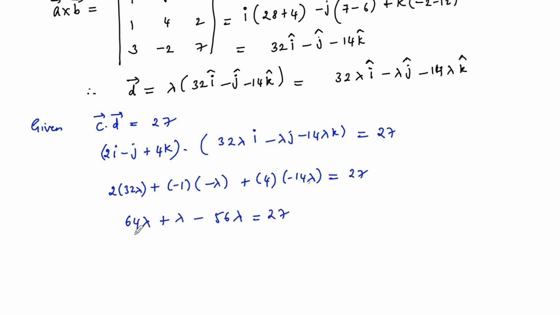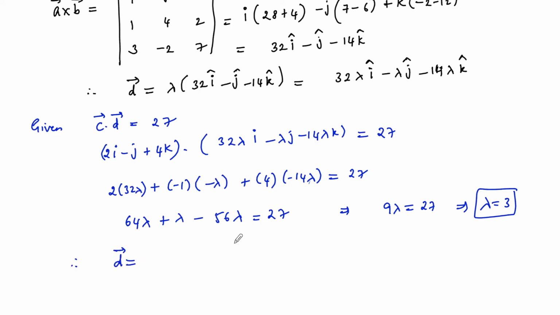So we can write here 64 plus 1 is 65, 65 minus 56 is 9 lambda. So 9 times lambda is equal to 27, or we can write here lambda is equal to 3. So the value of lambda is 3. Substitute this lambda is equal to 3 in the vector D.